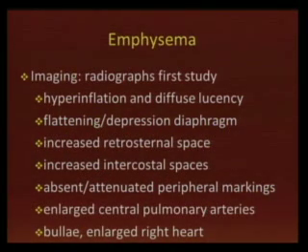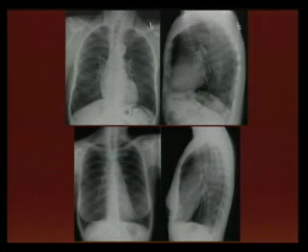With respect to the findings on X-rays, you will see hyperinflation, flattening or depression of the diaphragm, and an increase of the intercostal spaces or retrosternal space. We can sometimes see absence of pulmonary markings in the periphery of the lungs, and sometimes prominent pulmonary arteries in the hilar region. Two different examples of emphysema: hyperexpansion, augmentation of the retrosternal space. Here we have hyperexpansion and some flattening of the diaphragm.